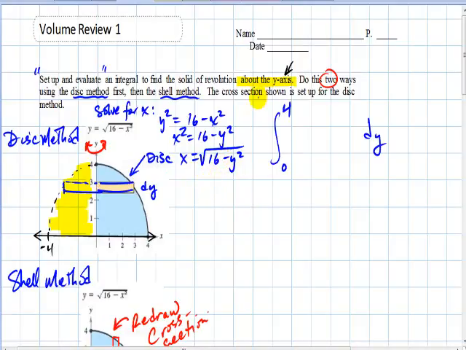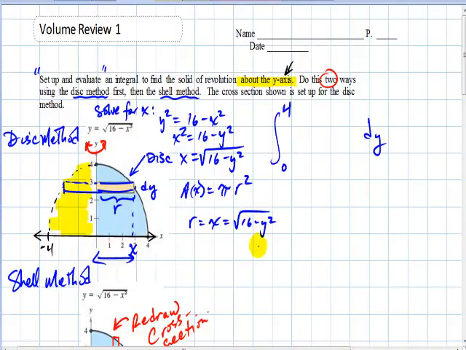And what we need to do is use the disk method first, and that calls for me to find A of x, the cross-sectional area. And that's going to be equal to pi times the radius as a function of y now squared, pi r squared. Well, what's the radius? Okay, so what is the radius? Well, the radius is this distance right here. And at this point, it's some x value, so the radius is equal to x. Okay, but what is x in terms of y? Well, it's equal to the square root of 16 minus y squared.